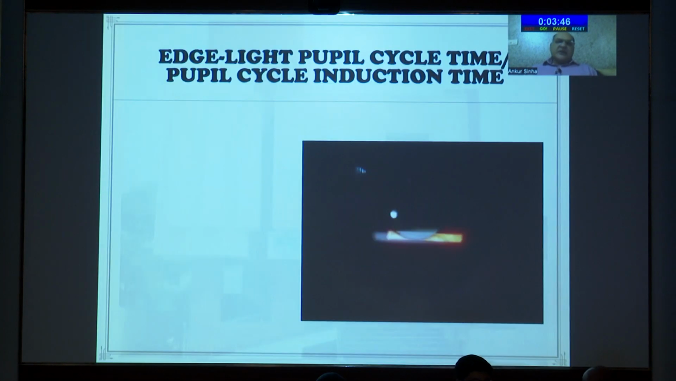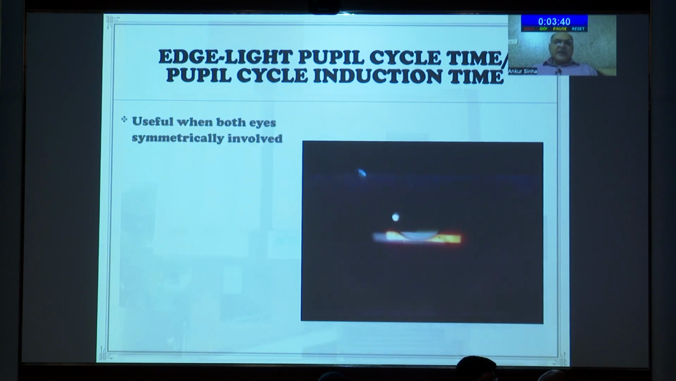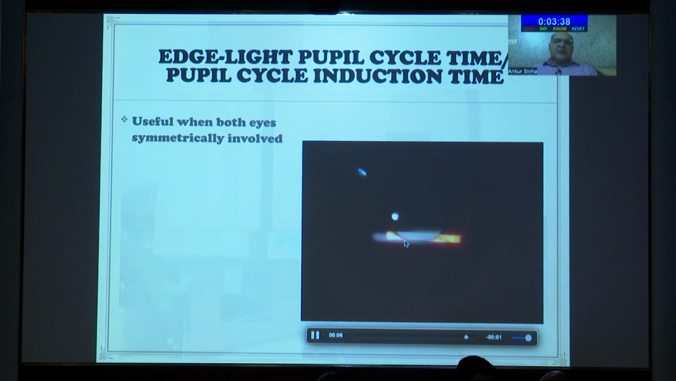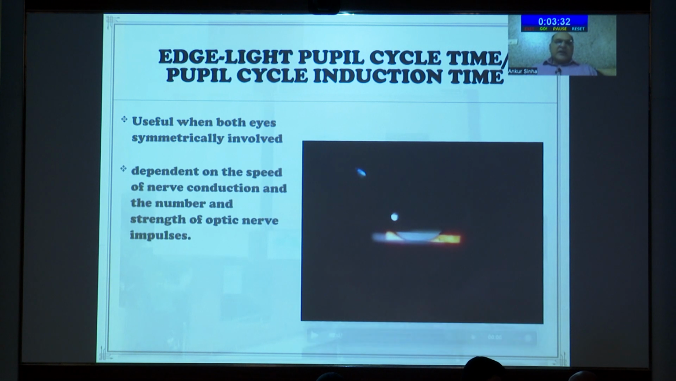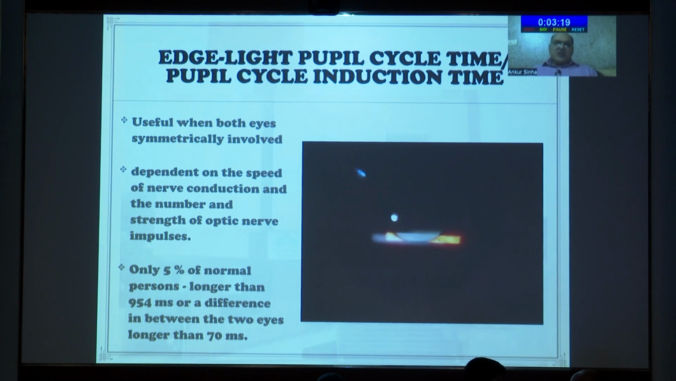If both the pupils are not reacting properly, then we can check with the Hippus light pupil cycle test. Here, a small horizontal beam of light is shown to the pupil. As the pupil constricts, the light is cut off, and the pupil dilates again. We count the number of constrictions and dilatations in 1 minute, and then divide 60 by that number to find the time required for one pupil cycle. If it is more than 954 milliseconds, it is not normal.